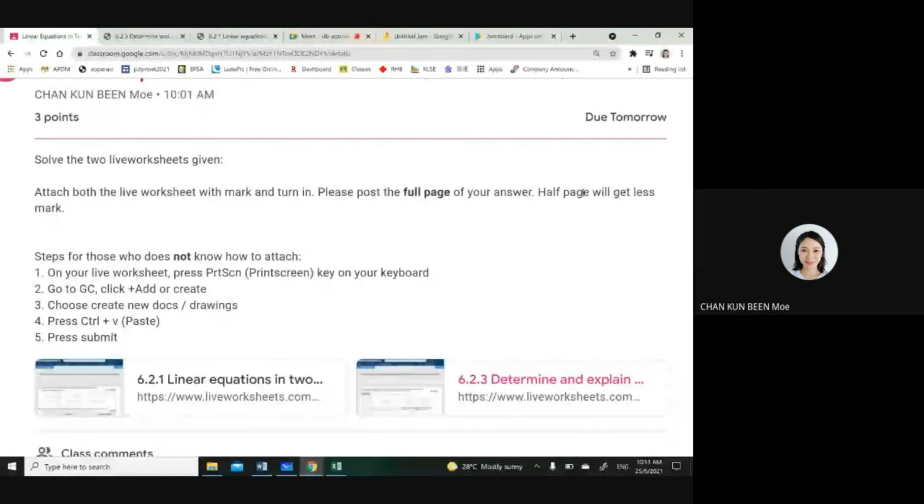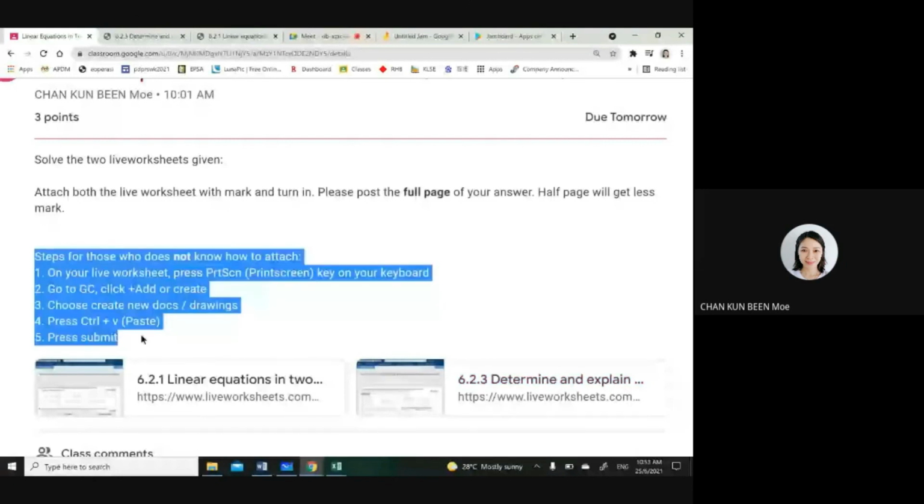Remember that. So for those who don't know how to attach, these are the steps for it. But I think you all know how to attach because during the previous time, most of you already handed in, you know how to attach. Okay, so that's all for today.